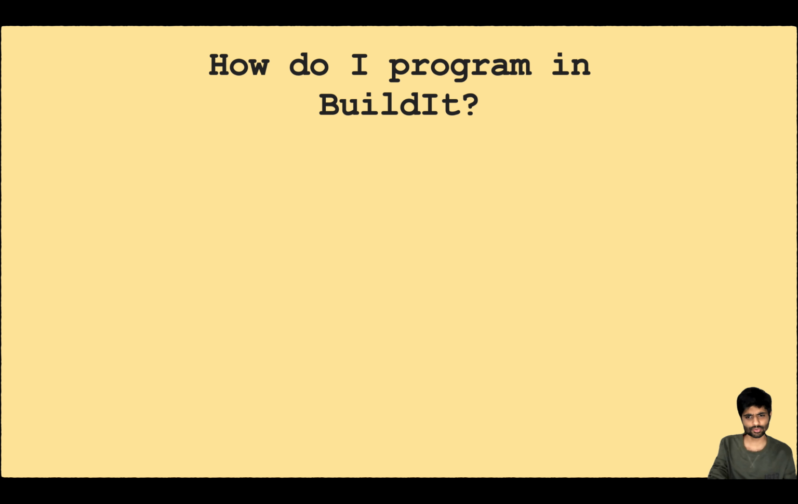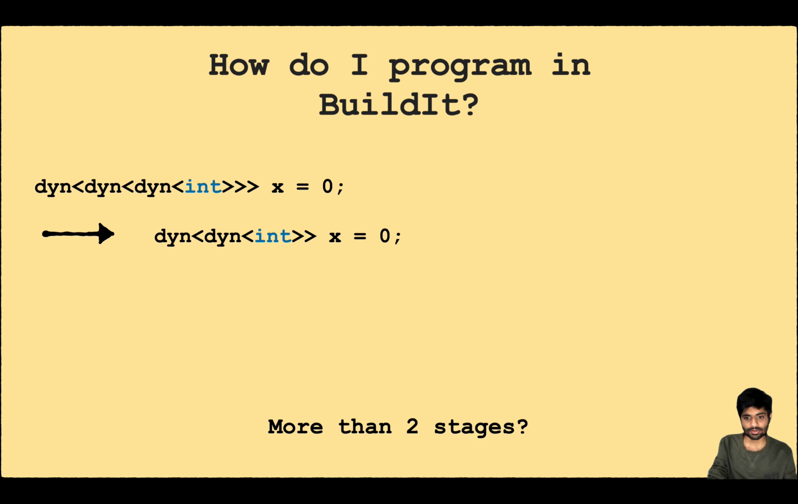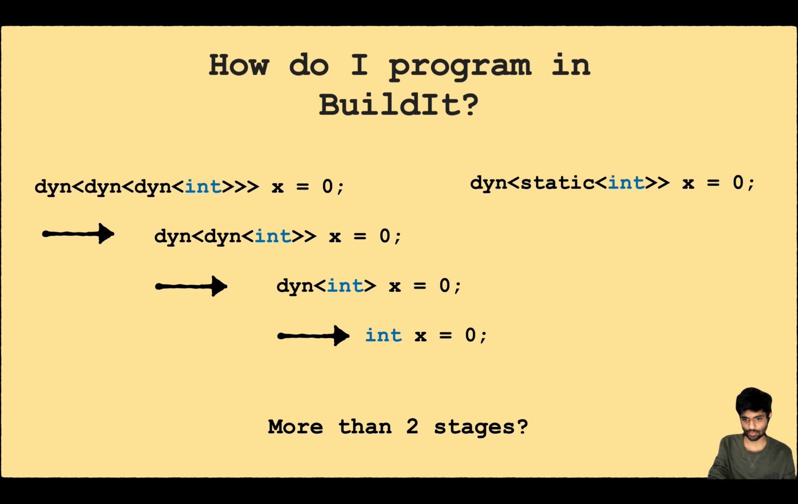This was for two stages. What do we do if we have more than two stages? Do we have to add a new type for each stage? No. The dynamic T type can be arbitrarily nested. Here, dynamic of int produces dynamic of int, which produces dynamic of int, and so on. Similarly, the static int can also be nested inside dynamic to produce static int. We don't need to nest static T multiple times.